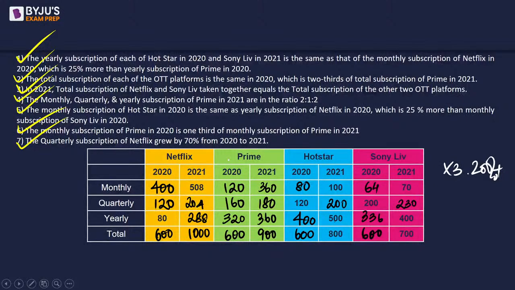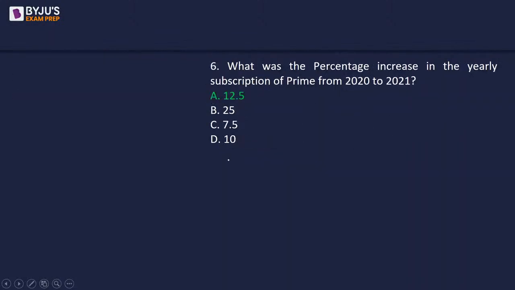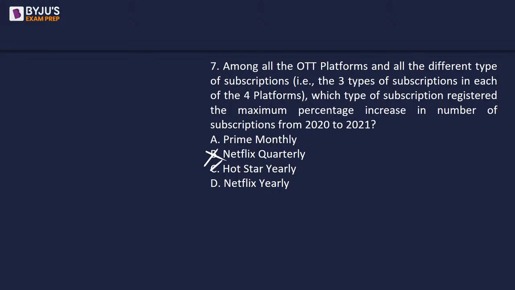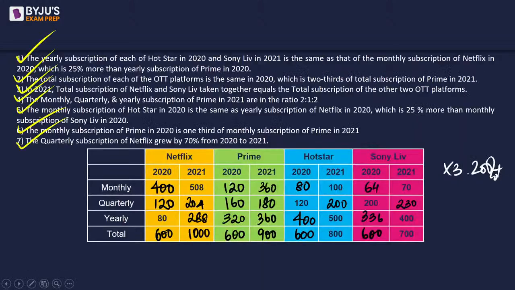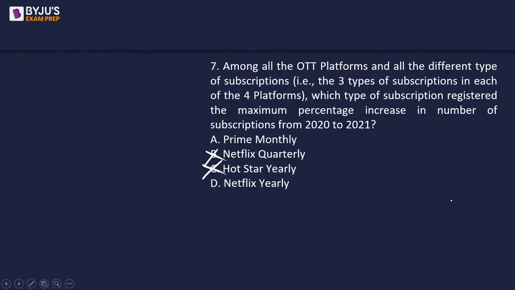Hotstar yearly 400 to 500. That's only 100 over 400. That's 25% increase. Not enough. Not the largest. Then Netflix yearly. Netflix yearly is 80 to 288. This is definitely more than 3 times. So the answer will be between Prime Monthly and Netflix yearly.